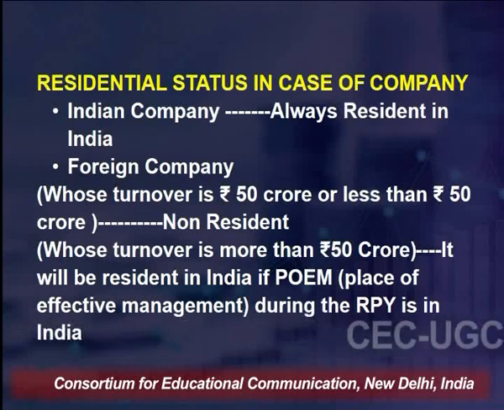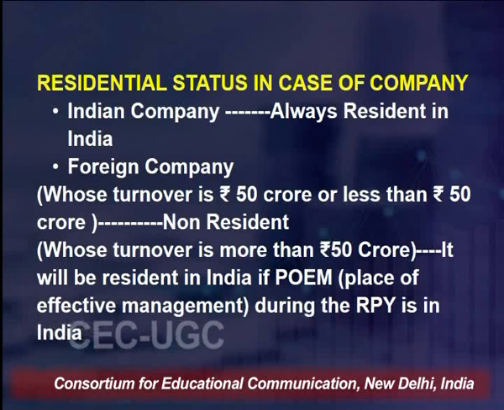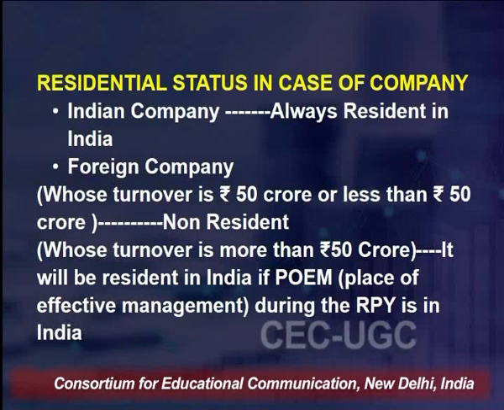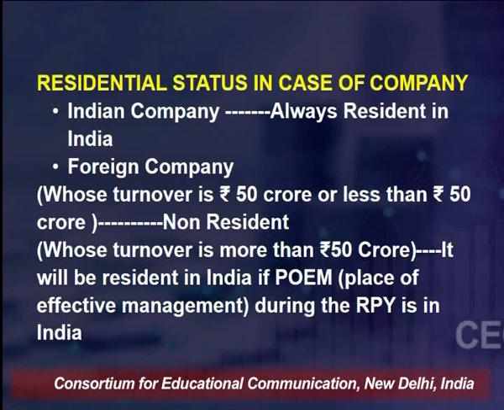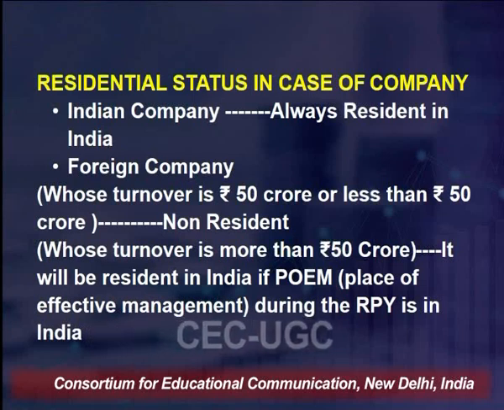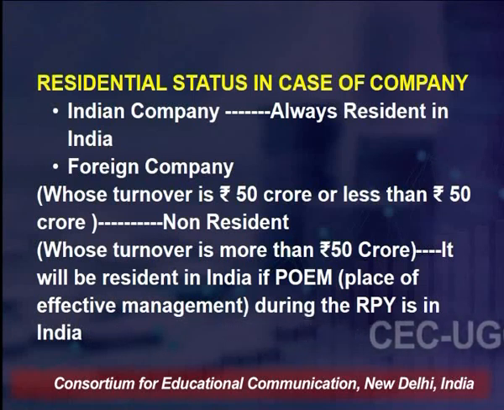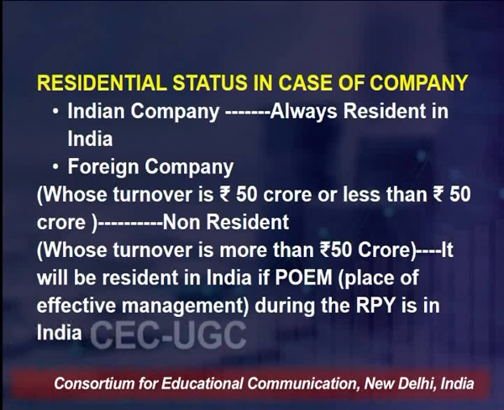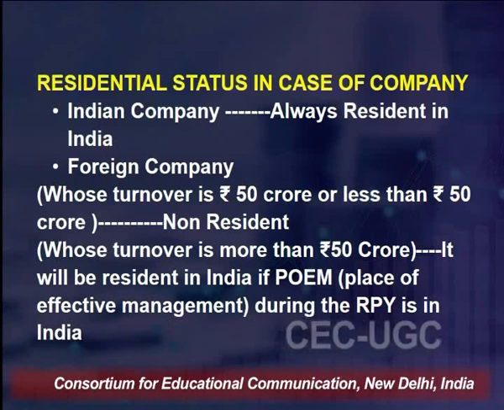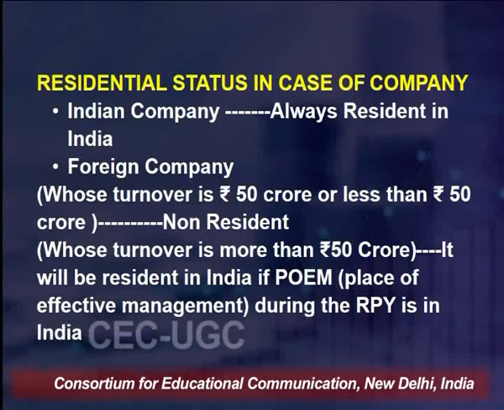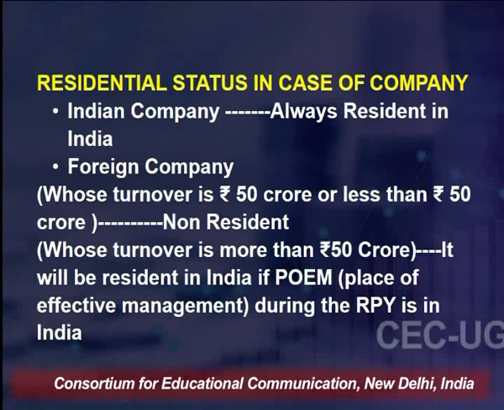Now, the second category that comes into the picture is the foreign company. For foreign companies we have two sets of classifications, where the company is seen on the basis of its turnover or gross assets, and on the basis of the same, the residential status of the company will be determined. For example, any foreign company whose turnover is less than, or equal to, 50 crores, we will directly say that this particular foreign company is non-resident.